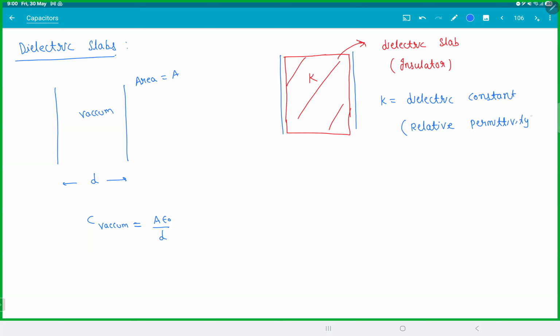When two charges are placed in a medium, the force will be Q1 Q2 by 4 pi epsilon medium into R square. That epsilon medium is given by, so epsilon relative is epsilon medium by epsilon vacuum. This is only K. So it is the same stuff. If you put a medium between the plates, the capacitance will become A epsilon medium by D. This is epsilon R, or let me write it as K, A epsilon naught by D. So this becomes K times C vacuum. There, by introducing a material, you can increase the capacitance.